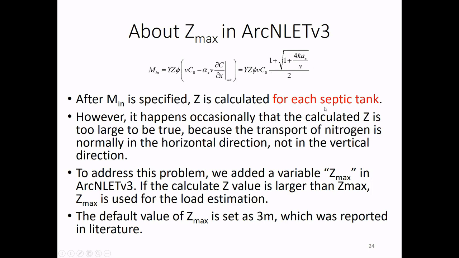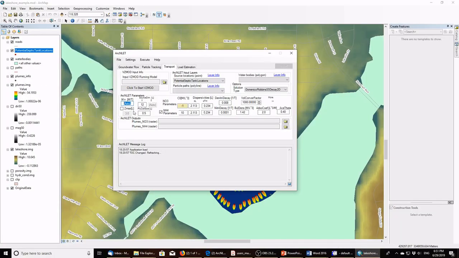But sometimes we found that some calculated z value is too large to be reasonable, because we know the vertical transport is always limited in comparison with horizontal transport, right? For this purpose, we put a z max here. So here's your flexibility. You say, well, I believe the nitrogen cannot be more than 3 meters, then you put 3. If you say it cannot be more than 1 meter in depth, you put 1. That's your option, we give the flexibility to you. So this is how you calculate z based on min and have a restriction for z value, right?